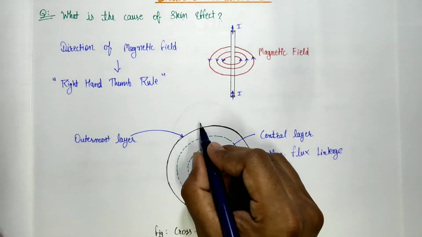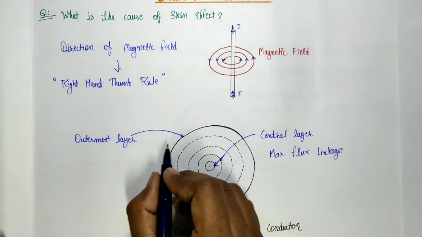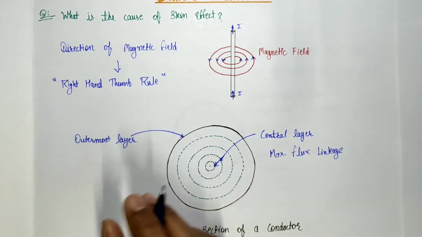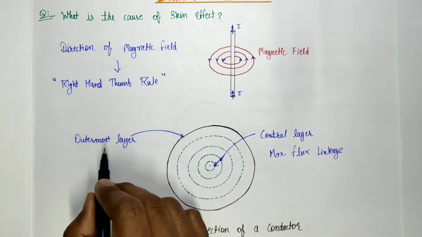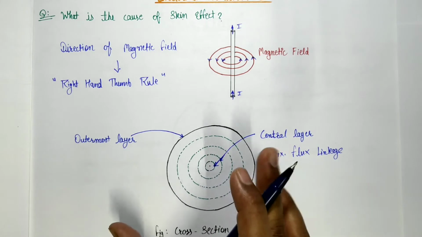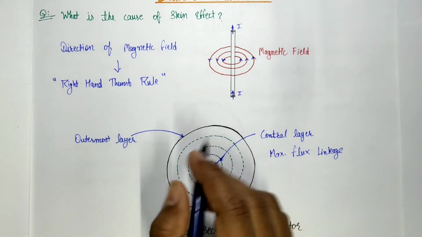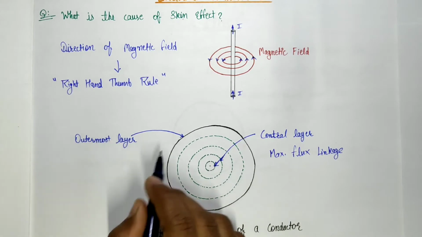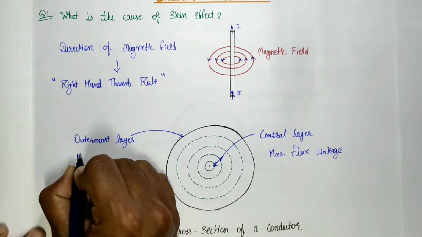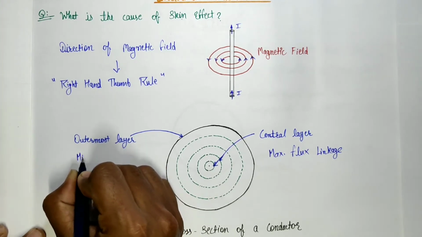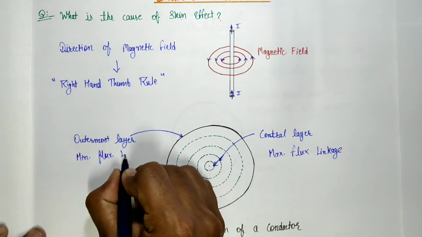As we move towards the surface, the magnetic flux linkage decreases, and when we reach the outermost layer, the magnetic flux linkage will be minimum. Why? Because the outermost layer is surrounded by the minimum flux, or we can say that the outermost layer is interacting with the minimum magnetic field, and therefore the magnetic flux linkage at the outermost layer will be minimum. So what we have here: at the outermost layer we have minimum flux linkage.